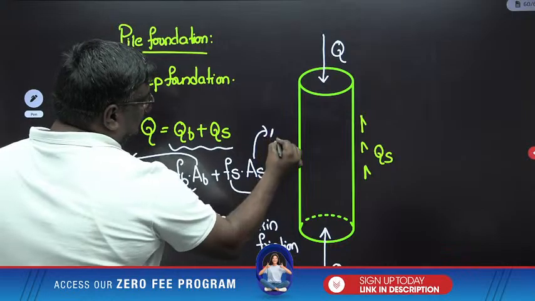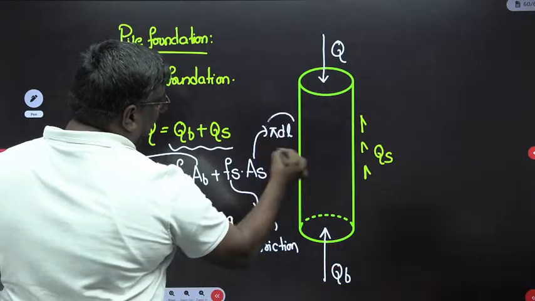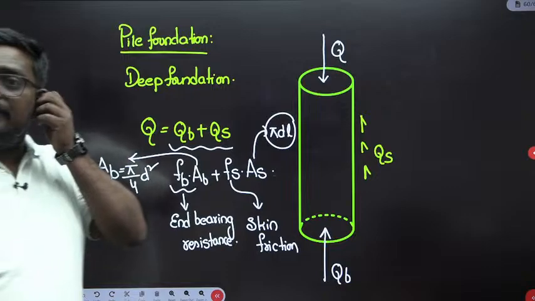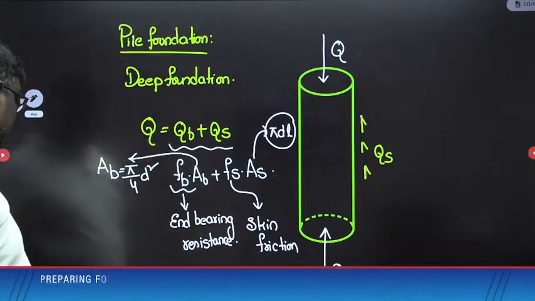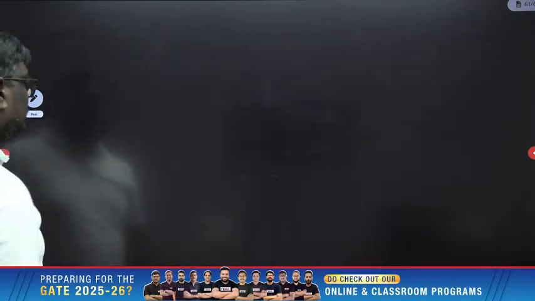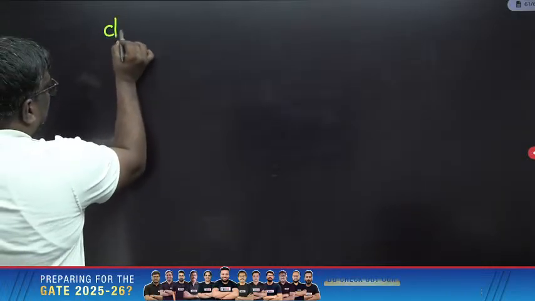And AS is the surface area, that is pi dl. What is the area, sir? Surface area AS is what, sir? The surface area, that is pi dl. Now see students, what is for clays?